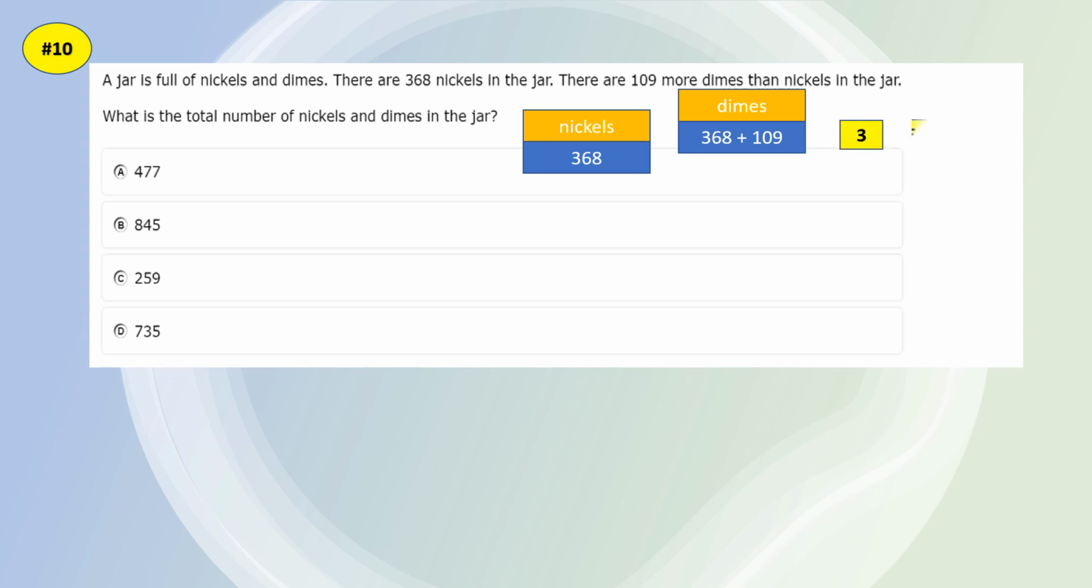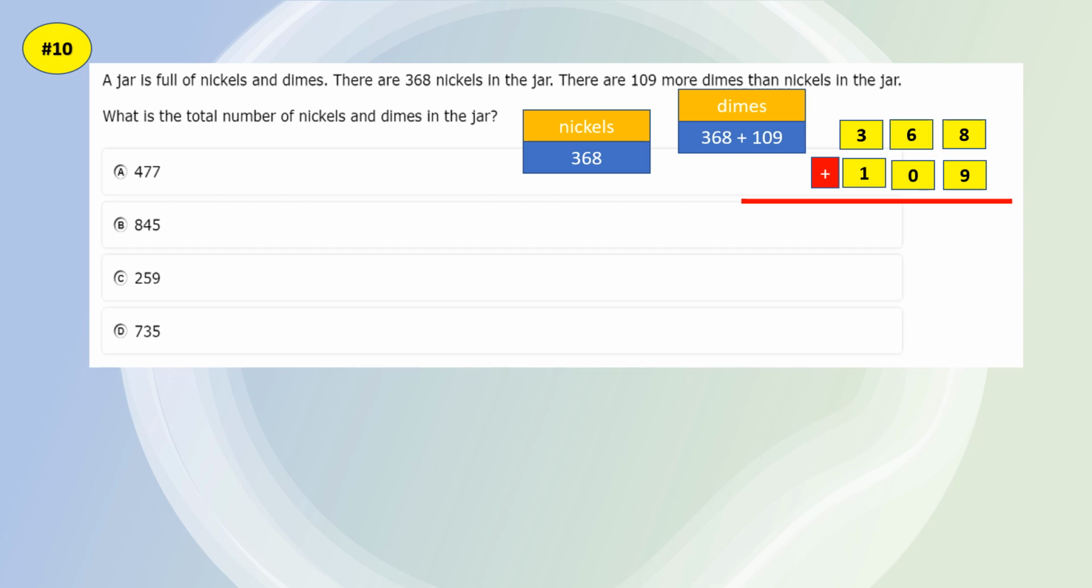So let's set that up. 368 plus 109. Now, as always, make sure you keep your numbers lined up. Make sure they're lined up, okay? Because when you start adding, you need to make sure to keep your place values in the correct place.